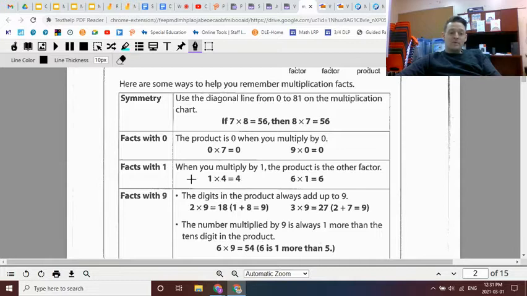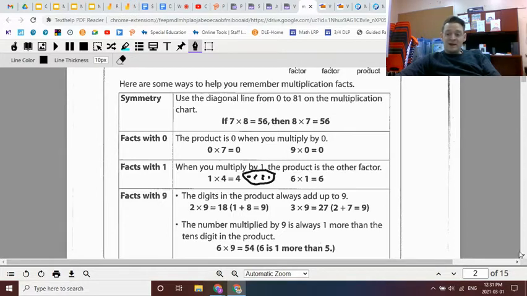Okay, facts with 1. When you multiply by 1, the product is the other factor. That's just reminding us that if we are trying to say one group of 4, let's draw it. 1, 2, 3, 4. I'll put it in a circle to show that it's a group. If I had one group of 4, I only have 4, if I'm counting the dots.